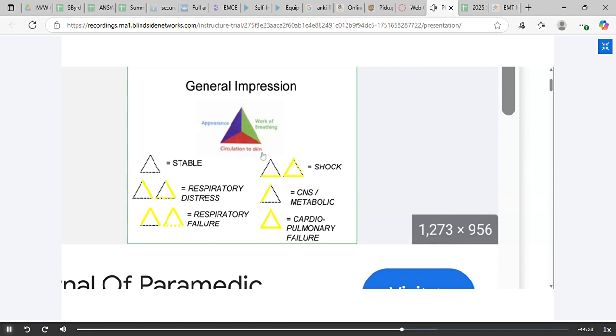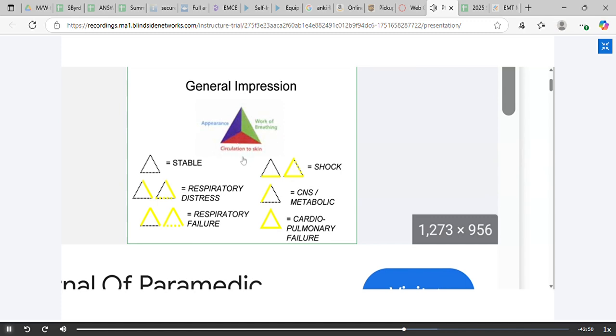For work of breathing, obviously, we're thinking about respiratory, right? So are they tachypneic? Are they placing themselves in a certain position, like the tripod position, right? Do they have abnormal airway sounds like stridor or grunting or wheezing, right? Do they have accessory muscle use? Are they doing that head bobbing? Remember, we talked about signs of inadequate breathing is that head bobbing with every breath. And what about the nasal flaring? Okay, so that's going to be your respiratory.